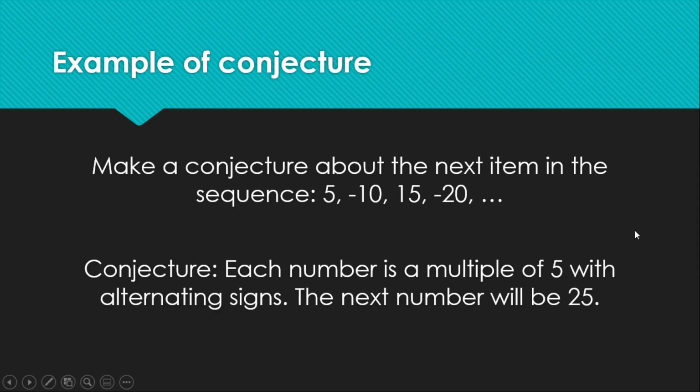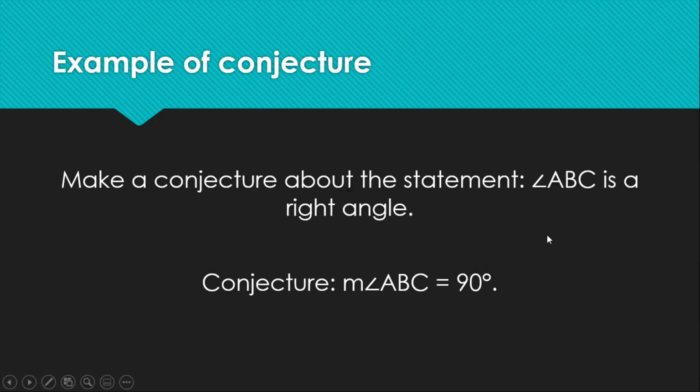Okay, let's make a conjecture. In the sequence 5, negative 10, 15, negative 20, the conjecture is each number is a multiple of 5 with alternating signs. The next number will be 25. So we notice a pattern. Each number is a multiple of 5 with alternating signs, right? 5, negative 10. The next number will be 25.